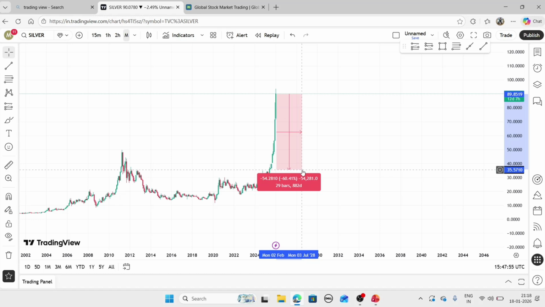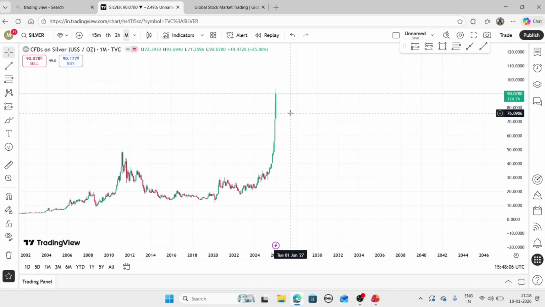So that was all about silver. If you want to go with silver, I think at the current price it is not a good idea to invest now, right? You can wait for a correction of at least 10% from today's price. If you want to go long, you can go in at $75 per ounce to $80 per ounce, because at the current price it looks very expensive to me.